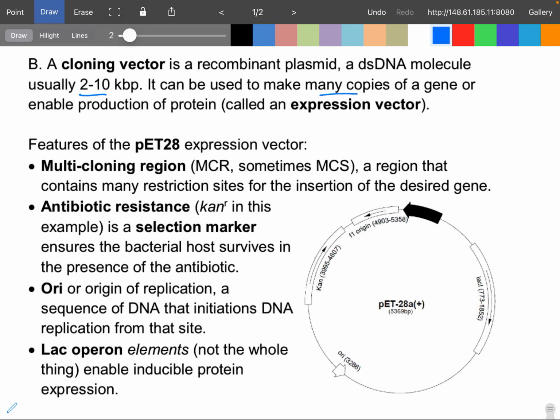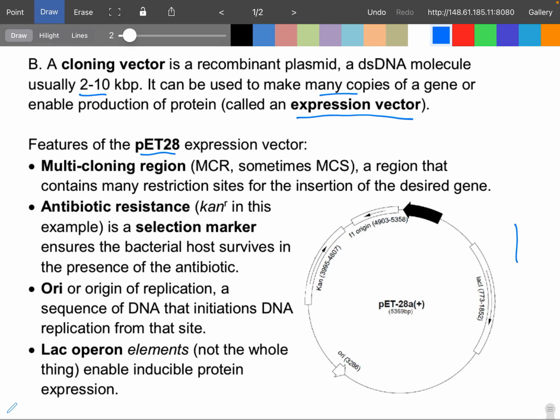What we're more interested in, however, are vectors that enable the production of protein, called expression vectors. In other words, protein expression vectors. And we're going to use one called pET28. This expression vector, we have a map shown over here. This contains a few important features.